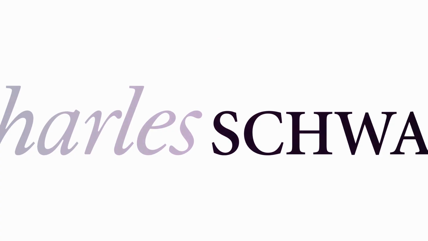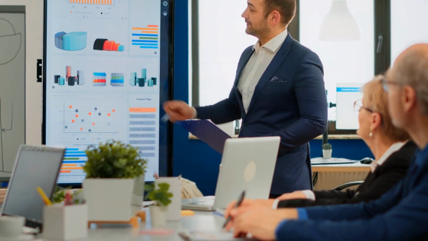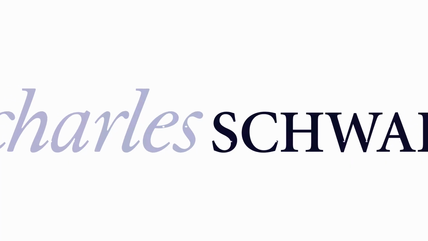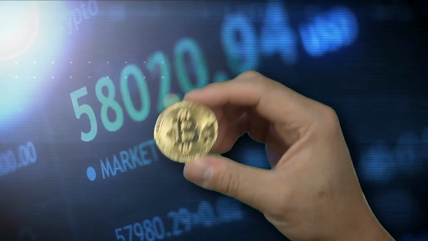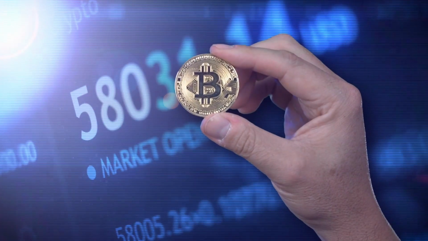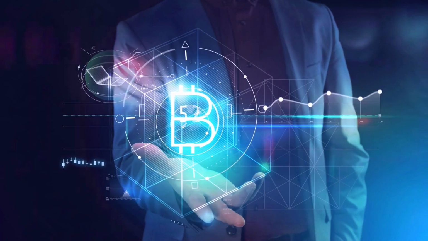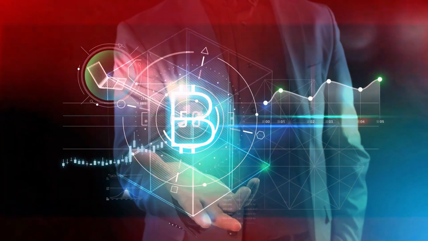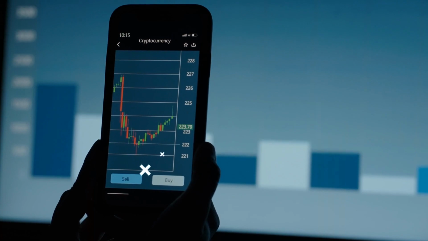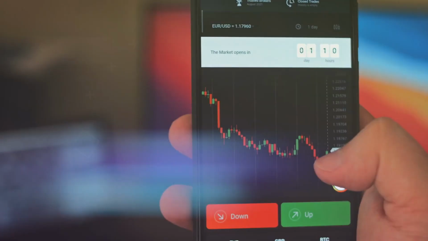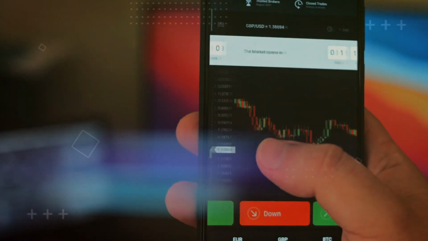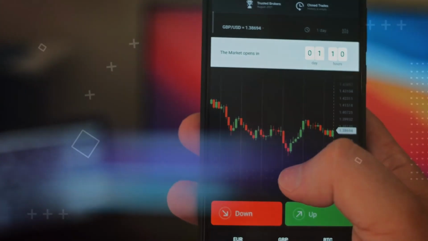Number 6. Charles Schwab. As one of the oldest and largest brokerage firms in the US, Charles Schwab offers a mix of tradition and innovation. Its trading platforms, Street Smart Edge and Schwab.com, are designed for efficiency and convenience. With access to extensive research, advanced charting tools, and a vast array of investment options, Charles Schwab is a reliable choice for traders who want a combination of modern features and an established reputation.